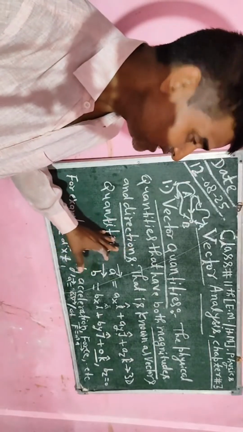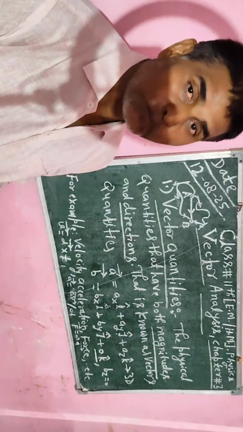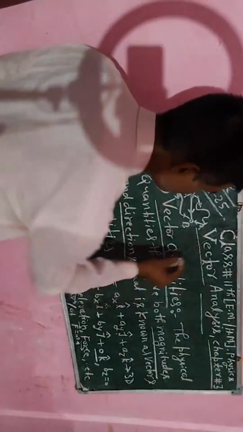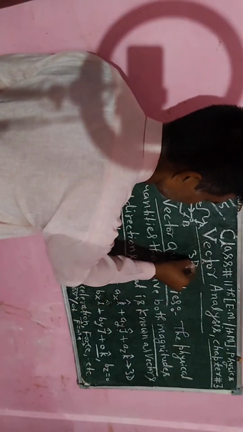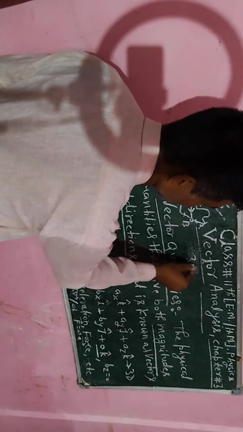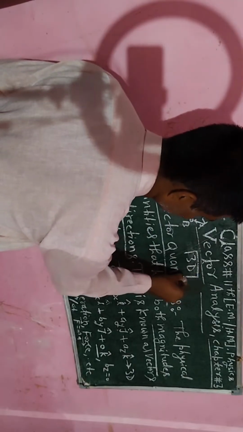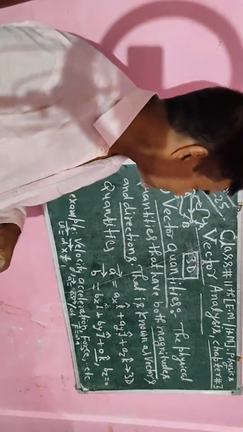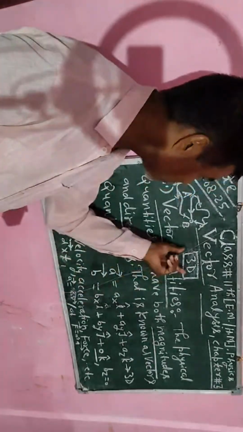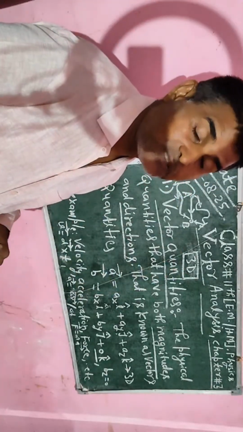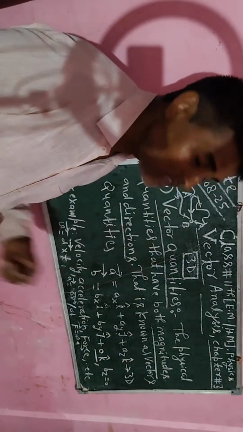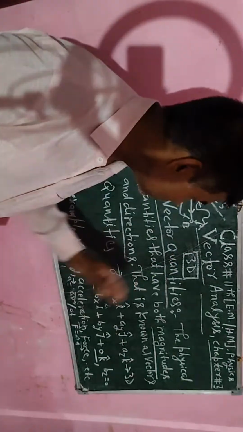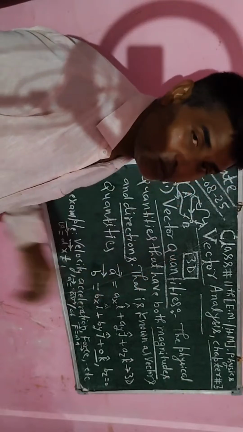If you understand this, the concept of 3D in vector will be cleared by this topic. 3D means D stands for dimensional, three dimensional, so you can learn three dimensional geometry here in detail. This is very important, because questions can be asked in competitive exams, and if you know this basic concept you can solve any question that comes in your competitive exam.